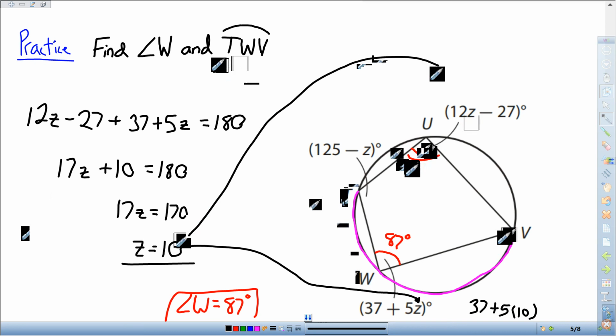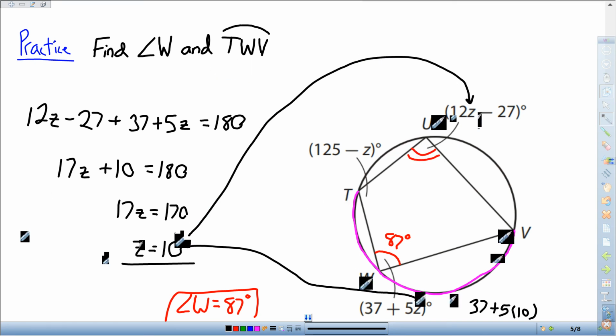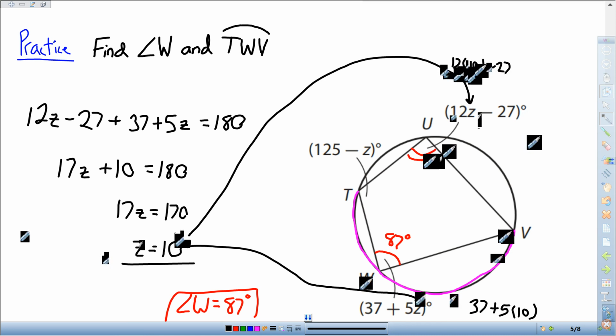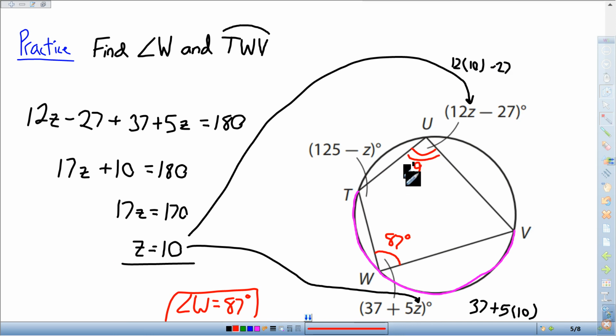Again, we know that z is 10. So doing this math, 12 times 10 minus 27. See what happens? I'm getting 93. 93, which by the way, I could maybe have just done by looking at this opposite angle. These should add to 180. If this is 87, this had to be 93 for them to add to 180. But either way, I got it.